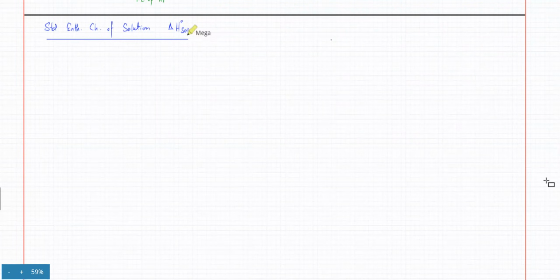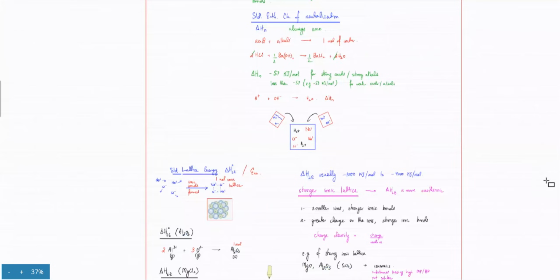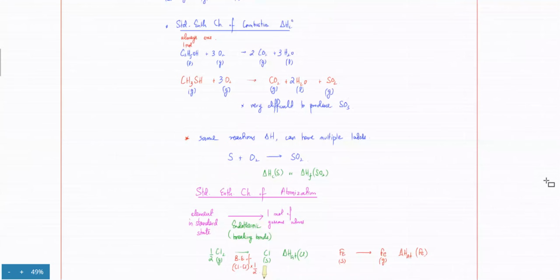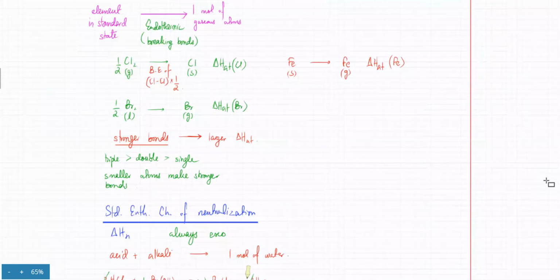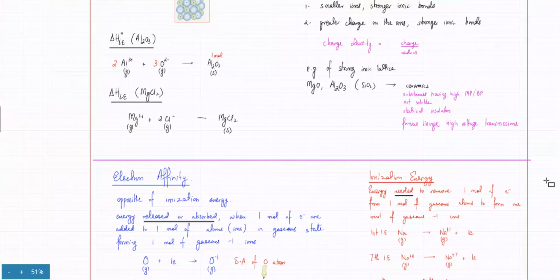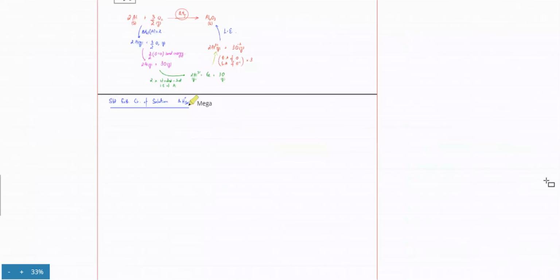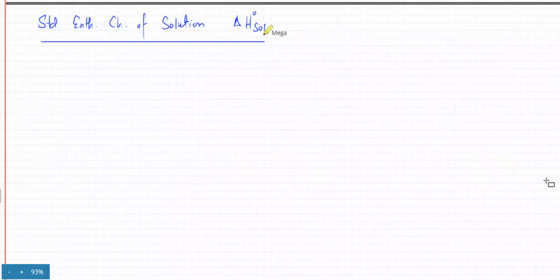Now what happens in this? Let me just check, did we try to define what enthalpy of solution was? Just a second. No, I don't think we did that. Okay. This is coming back to this. The standard enthalpy change of solution. Do you know what that is? Any idea? Okay, what happens in enthalpy of solution?